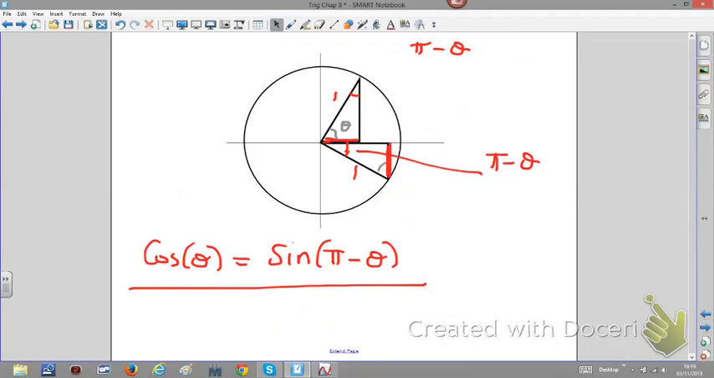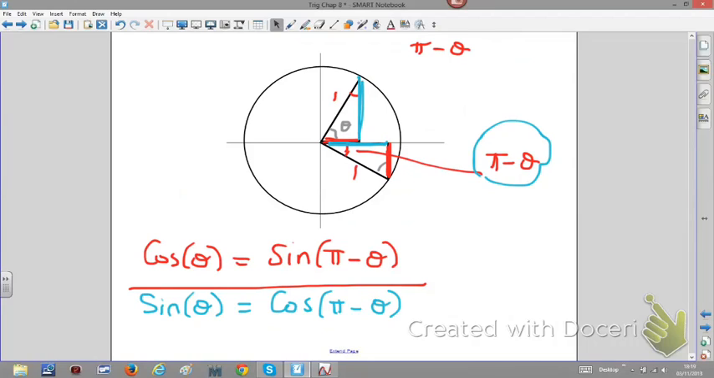And if we think about sine of the angle, or sine of theta, sine of theta would be this vertical part here, and we can see, looking at the other triangle, it's equal to this length here, which is cos of the other angle. So that must be equal to cos of pi minus theta. And this is a useful relationship which we'll see later on.